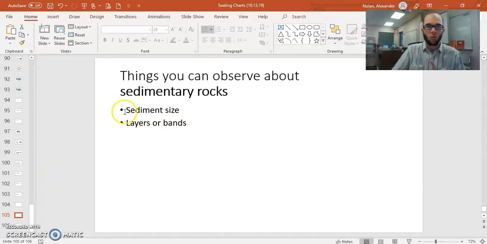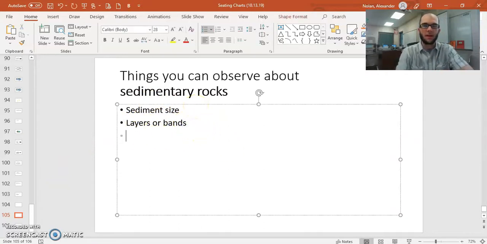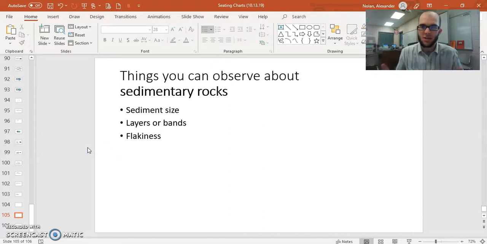So we're going to look for what's the size of the sediment. We're also going to look for any layers or bands. And one thing I'm going to look at here is flakiness. Not like if your friend is flaky and doesn't show up when he says he's going to show up, but how flaky is it? And I'll show you an example of that. So let me give you some examples of some sedimentary rocks.